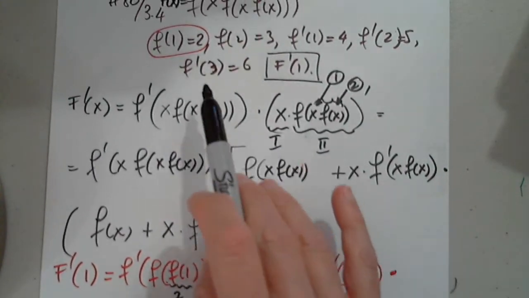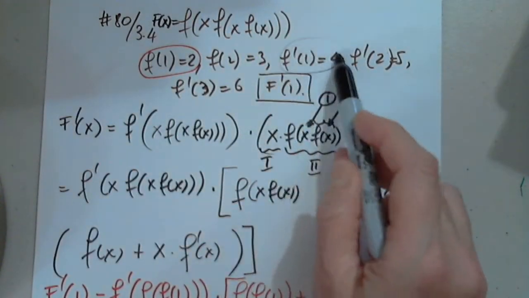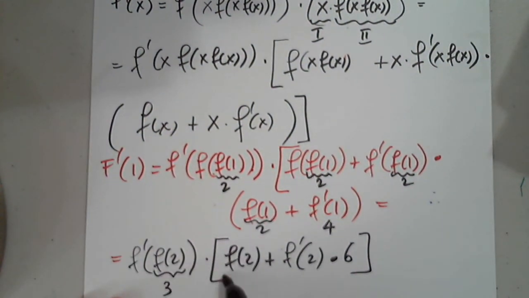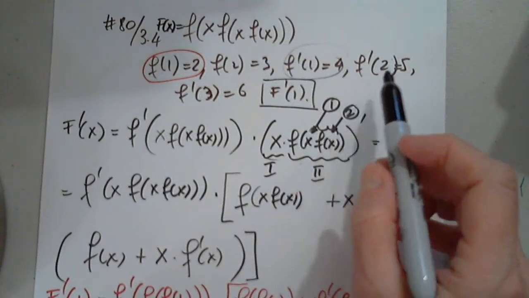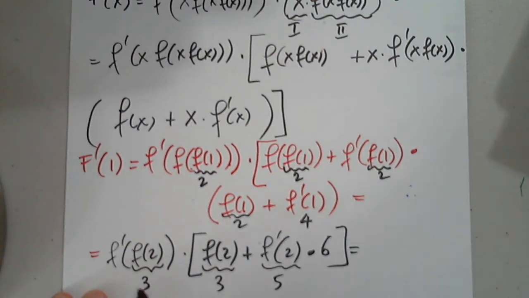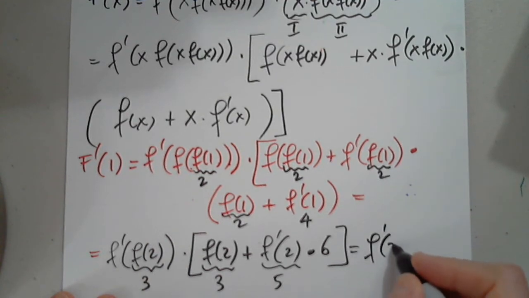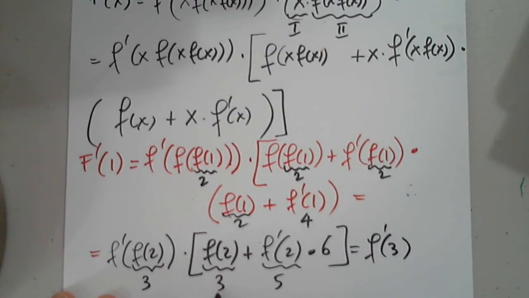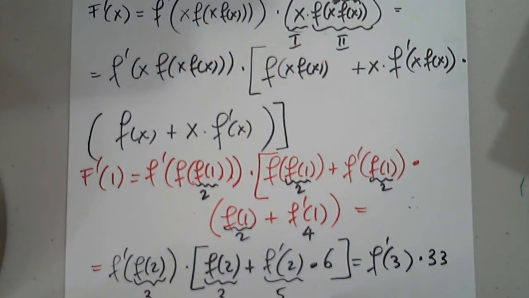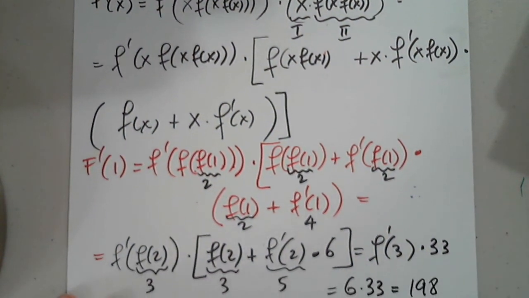Okay, now I want f of 2. Where are you, f of 2? 3. 3. f prime of 2. 5. Okay. f prime of 3. And this is 3. And this is 5 times 6. 30. 33. Finally, f prime of 3 is 6 times 33. Is it 198?